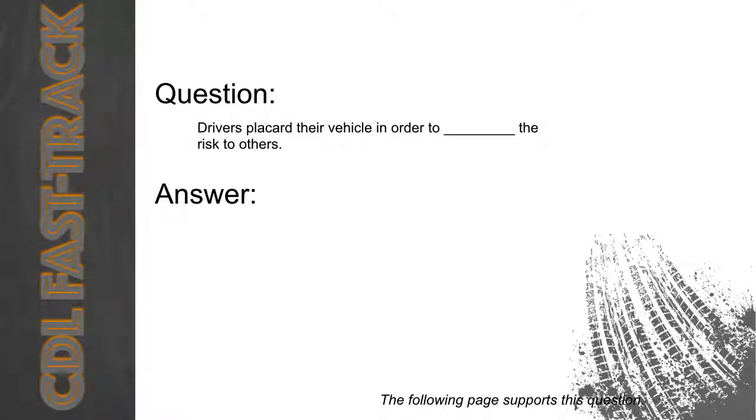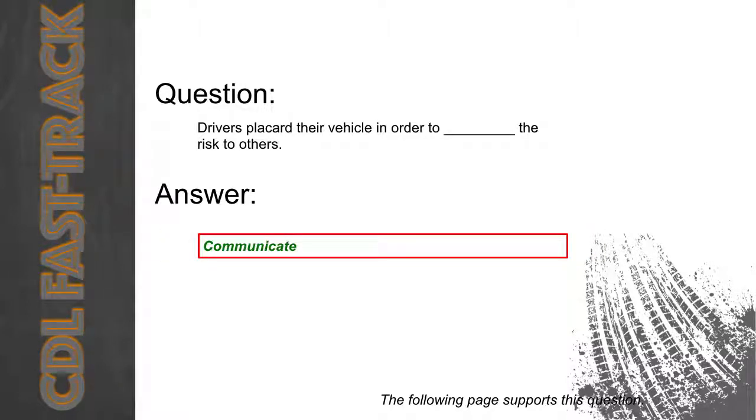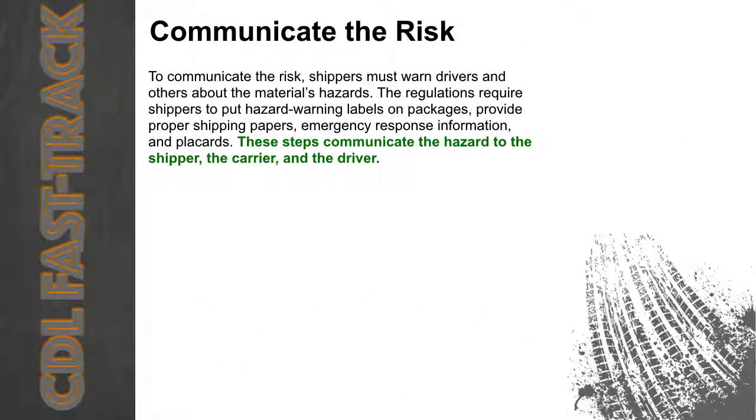Drivers placard their vehicle in order to communicate the risks to others. To communicate the risk, shippers must warn drivers and others about the material hazards. The regulations require shippers to put hazard warning labels on packages, provide proper shipping papers, emergency response information, and placards. These steps communicate the hazard to the shipper, the carrier, and the driver.